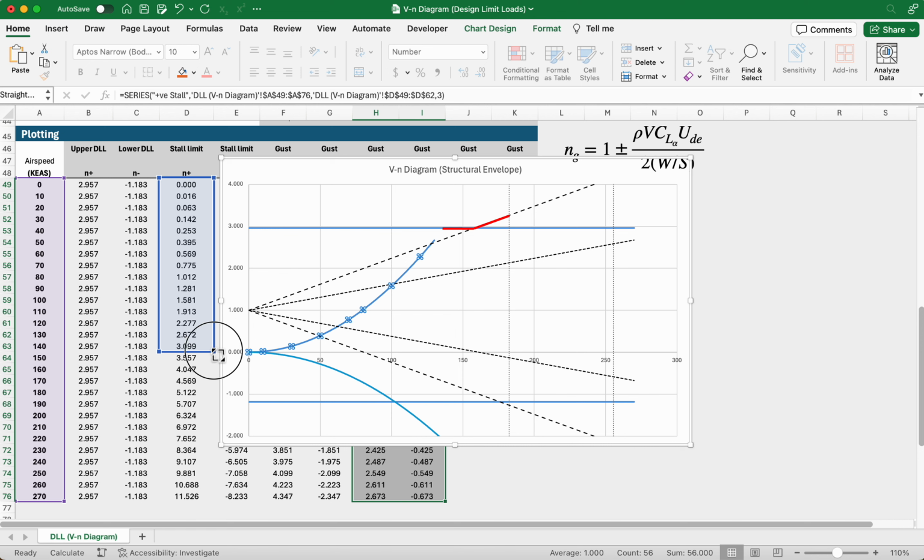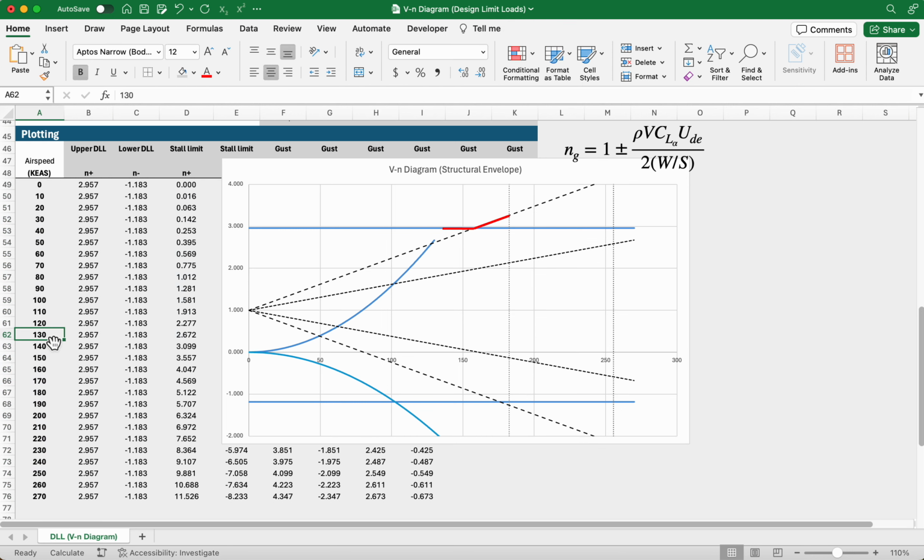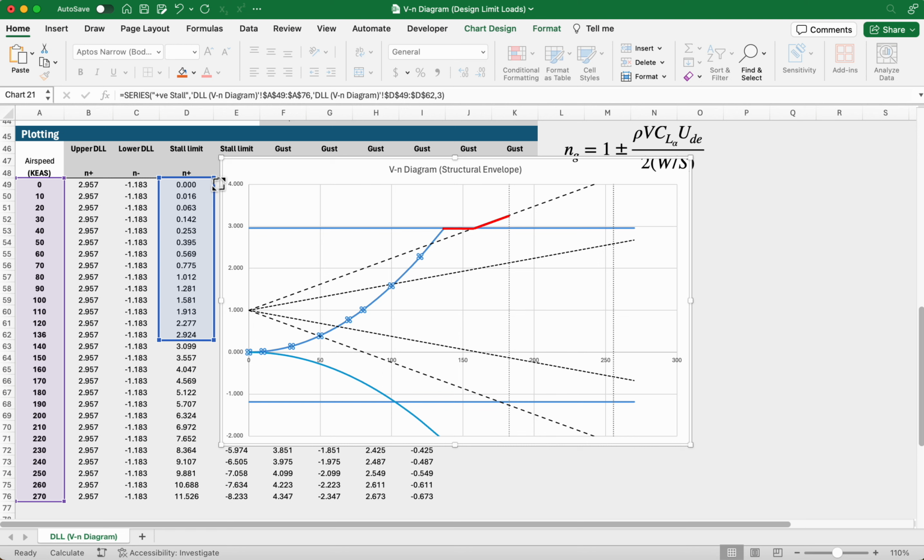$130. Let's just change this value to 135. I could be more precise and actually calculate this. And then we only care for our stall, the section that is a load factor of 1. So that would be around 80 knots. So that's our stall speed.